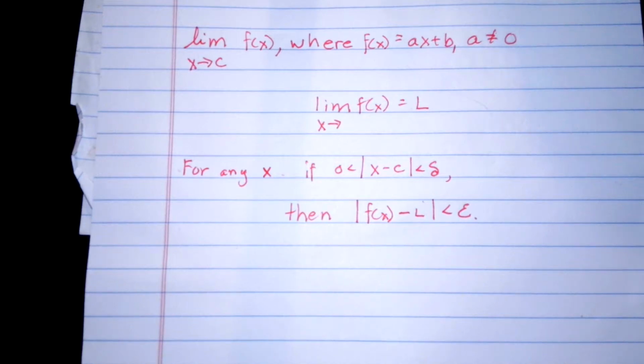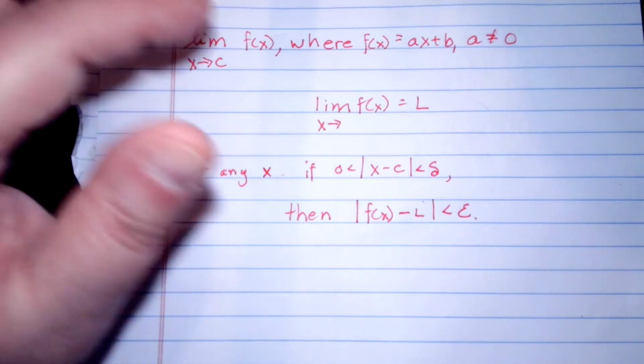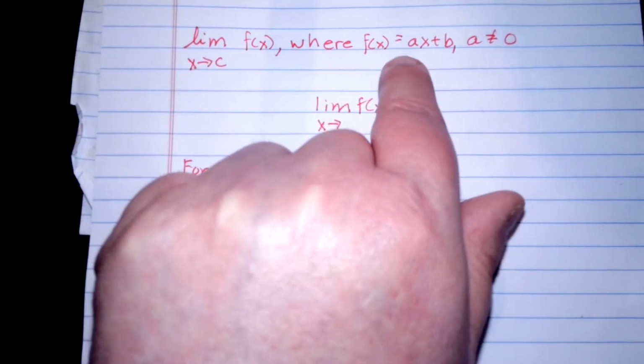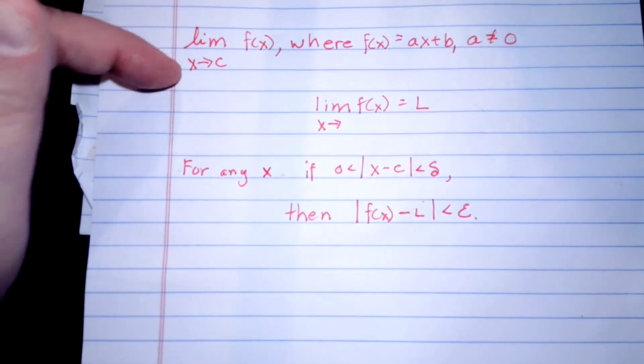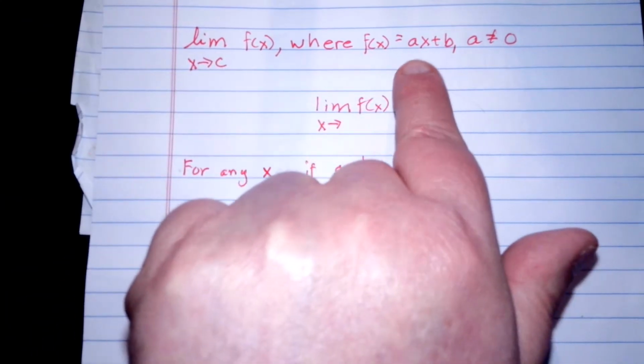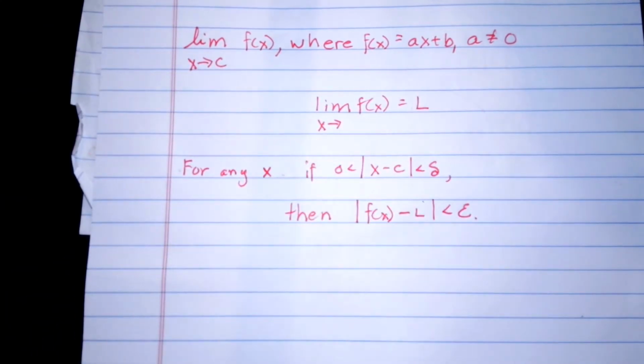In this video, we're going to concern ourselves with proving that a limit is what we say it is. And what we're going to be looking at in this case are functions of the form f of x equals ax plus b, where a is not 0. So we're going to be looking at the limit as x tends to c of ax plus b, a not equal to 0. The reason we stipulate that a not be 0 is if a is 0, then you're only looking at a constant, and those aren't very interesting.